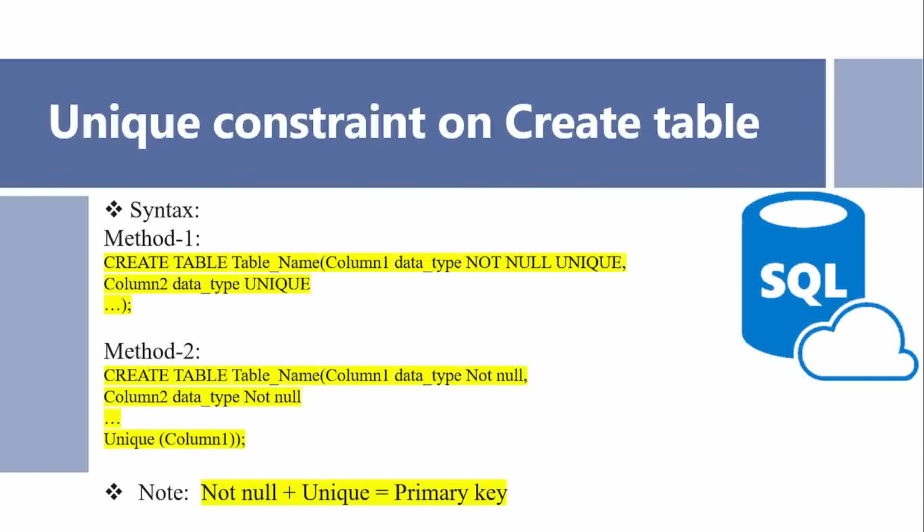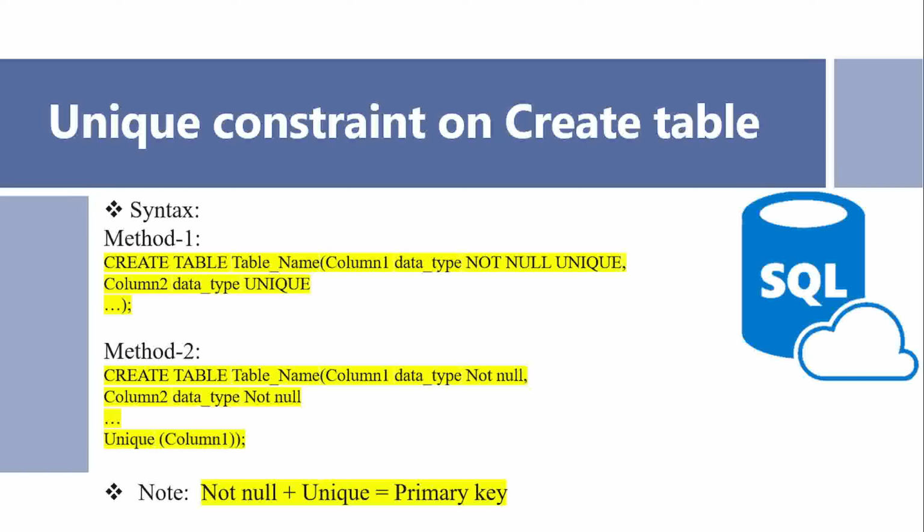Here is the syntax to add a unique constraint while creating a table. There are two methods to create a table. One is our regular method, that is after the data type we have to declare the constraint, and the second one is after creating the complete table, at the end we specify unique and that column name. This makes our column a unique column and we can add multiple like this.